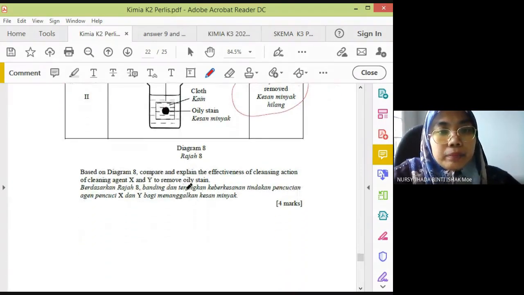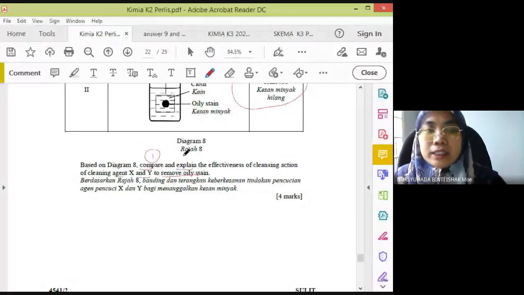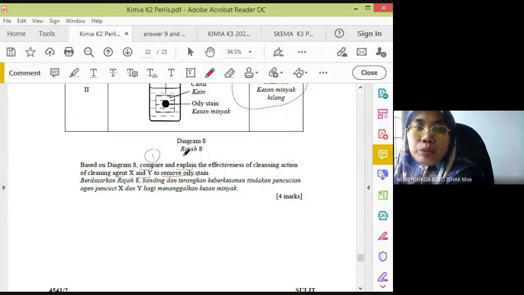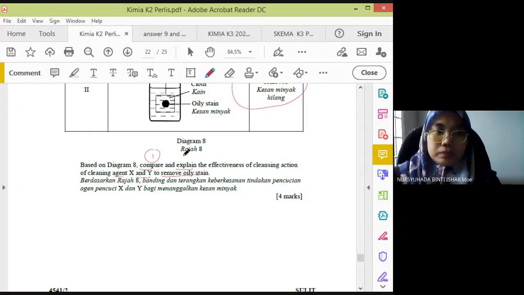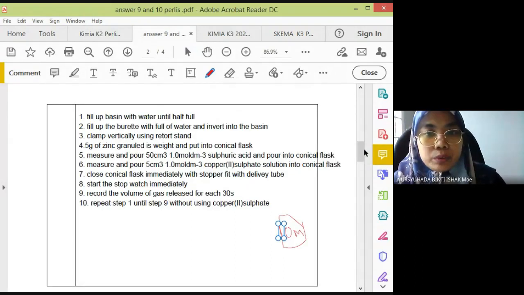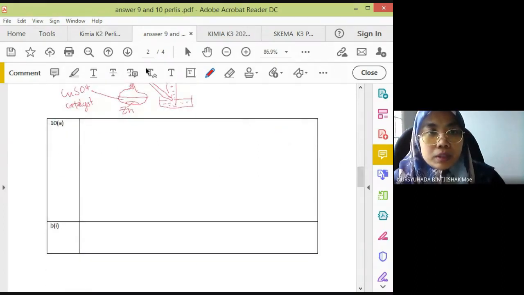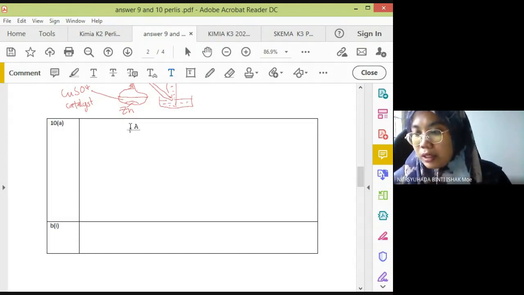Okay, next. Based on diagram, they ask you to compare and explain. First you compare and then explain the effectiveness of cleansing agent X and Y to remove oily stain. 4 markah. So first compare dulu. Okay, so kita nak tulis apa untuk comparison for question 10. Alright, kita tulis sini.